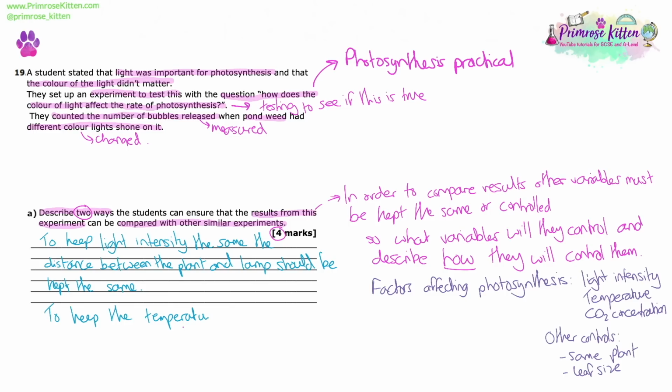Then I've chosen temperature for my second one. So to keep the temperature the same, a heat sink should be placed between the lamp and the plant, e.g. a beaker of water. So these are all things that hopefully are part of the practical that you've looked at and ways to control these measures. There are other things we could say. Obviously, we've got the rest of our list here, and we'll look at some of the other things we could say in the mark scheme.